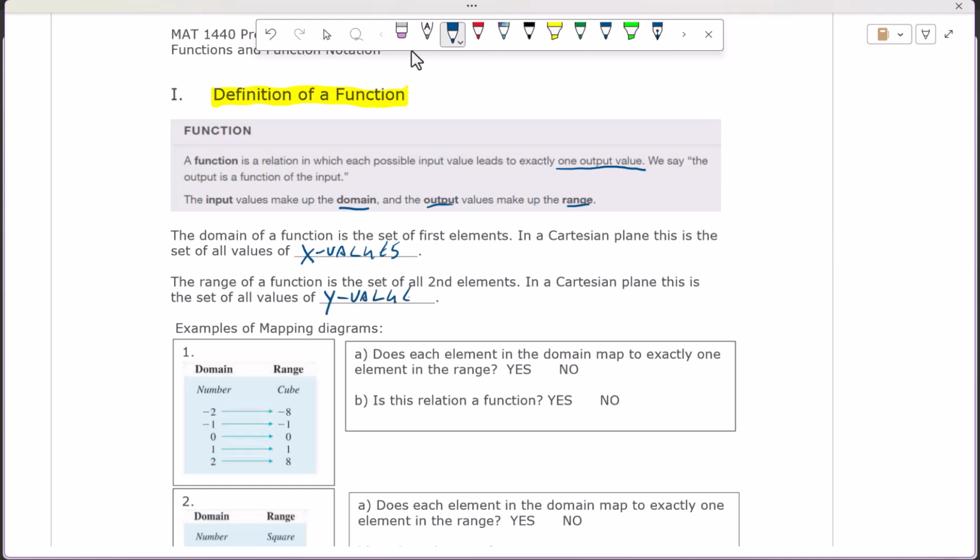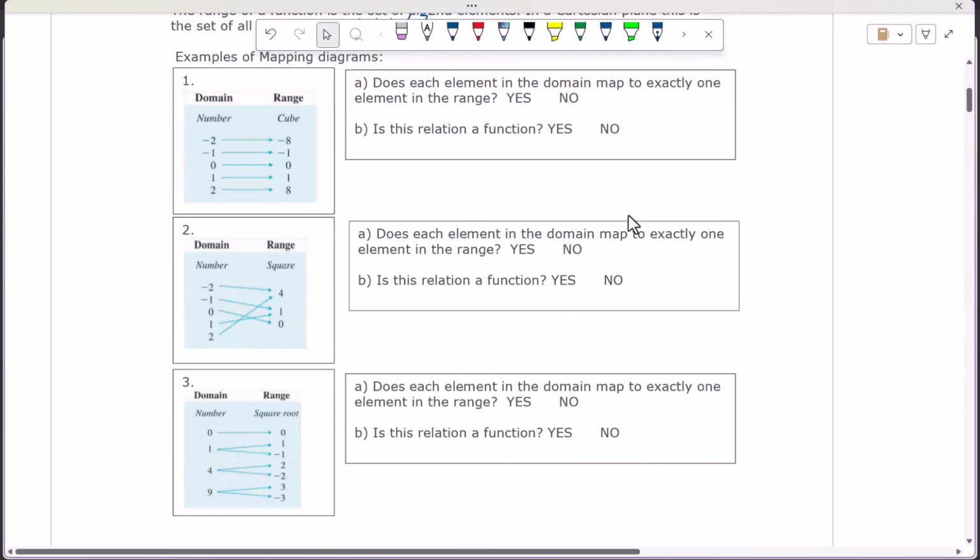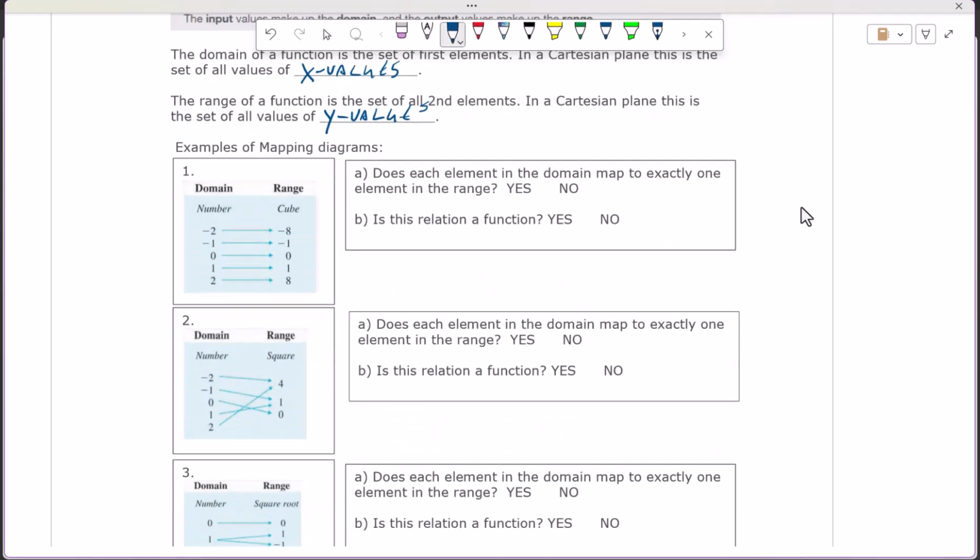So if you take this definition of a function, if you look at what we call a mapping diagram, you have your inputs, which is your domain, and then you have your outputs. And you're always asking this question: does each element in the domain map to exactly one element in the range? So if you look at this, -2 maps one time. -1 maps one time. 0 and so forth. So every element in the input matches up with one element and only one element in the output. So that would be yes.